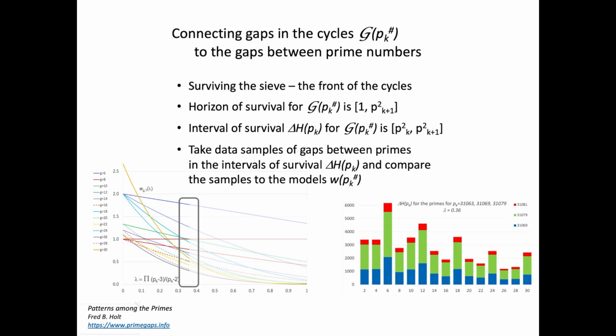The first fusion will take place at the next prime squared. That's the first composite number after we've run Eratosthenes sieve up to a prime. The next prime squared is the first remaining composite number. So we'll look at the interval of survival from this prime squared to the next prime squared, and we'll take data samples in those intervals of survival and compare them to the models we have. And let's see how well these models are predicting what we should see amongst prime numbers.